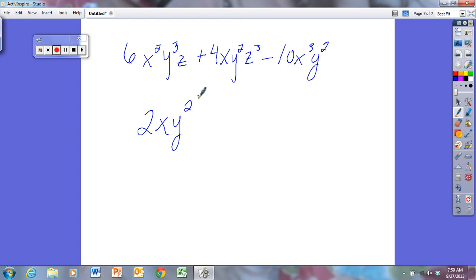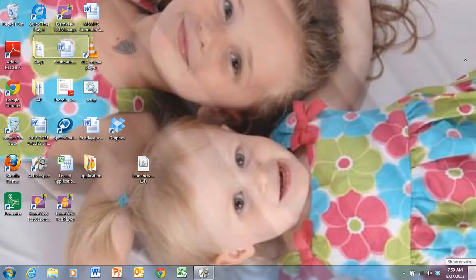But now here's the tricky part. This one has a z and this one has a z, but this one does not. So z is not a common factor because it has to be in every single term. So now we have 3xyz plus 2z cubed minus 5x squared. Okay, that's it for GCF.